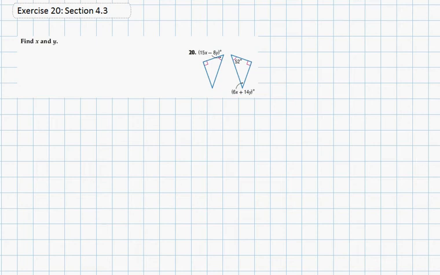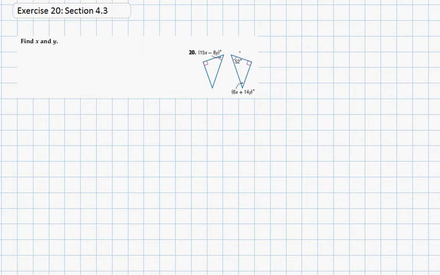This is exercise 20 from section 4.3. In this problem you needed to find x and y. So we're going to use what we know about congruent angles and properties of triangles to help us set up a system of equations. Notice both of these have x's and y's in them, so we can't get around it. We're going to have to solve a system of equations.